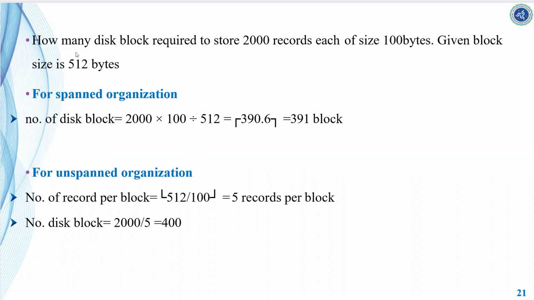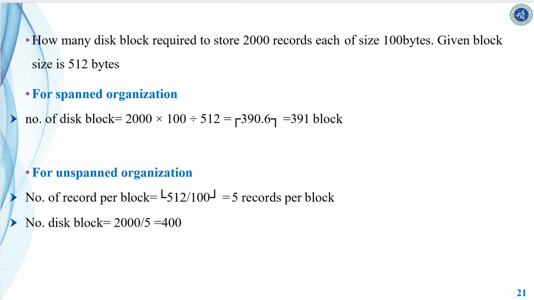Next question is how many disk blocks are required to store 2000 records, each of size 100 bytes. Given block size is 512. So for spanned organization, the number of disk blocks is equal to 2000 into 100, where 2000 is the number of records and the record size is 100, and the block size is given as 512. Using the formula, we will get around 390.6, which is equal to 391 blocks.